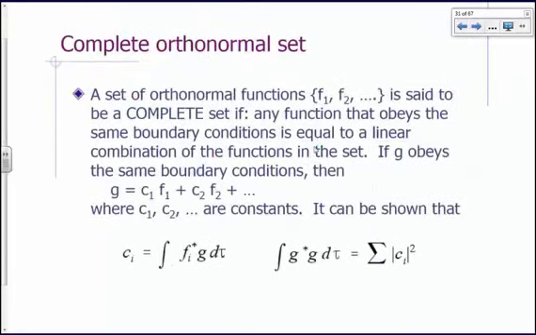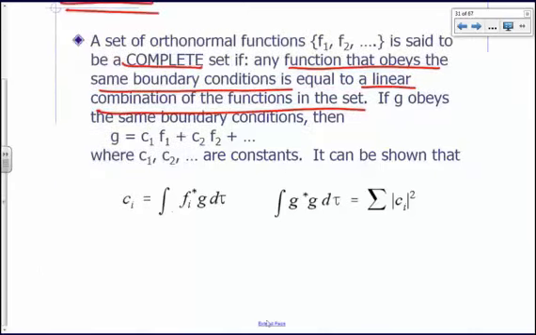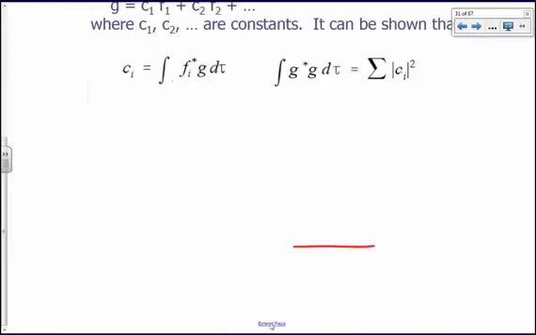Let's define what a complete orthonormal set is. If we have a set of functions, we say that set is a complete orthonormal set if any function that obeys the same boundary conditions is equal to a linear combination of the functions in the set. What do we mean by obeying the same boundary conditions? Let's say all your functions go to 0 when x equals 2.